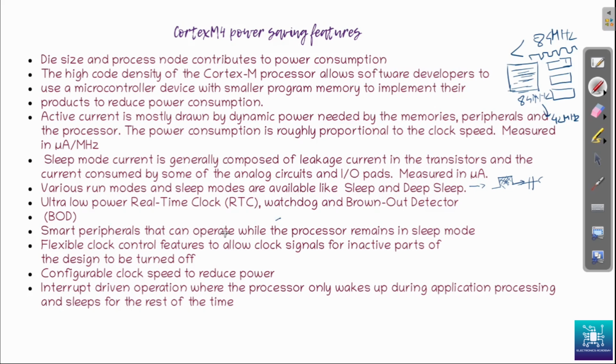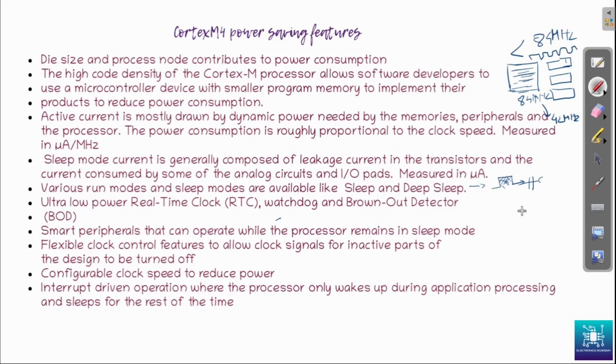Now, smart peripherals can operate while the processor remains in sleep mode. So suppose you are putting the processor in sleep mode to save power. Still, if you want to use certain peripherals, they can still be active while the processor is in sleep mode, thereby saving power. Now, flexible clock control features allow clock signals for inactive parts of the design to be turned off. Now, you can turn off the clock.